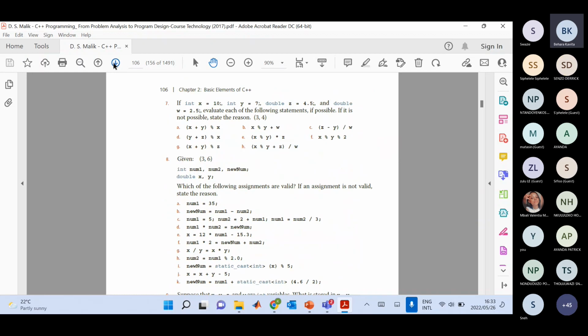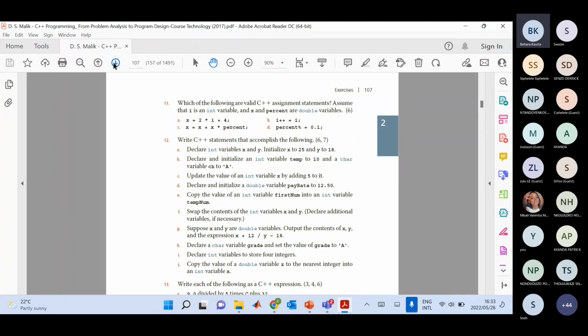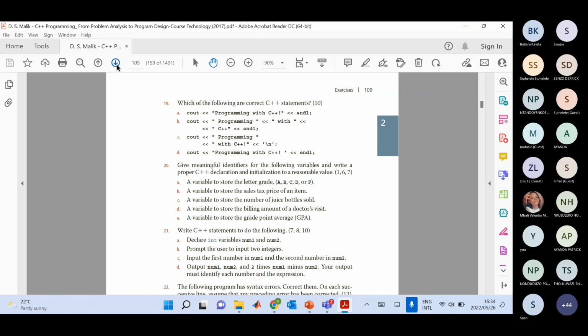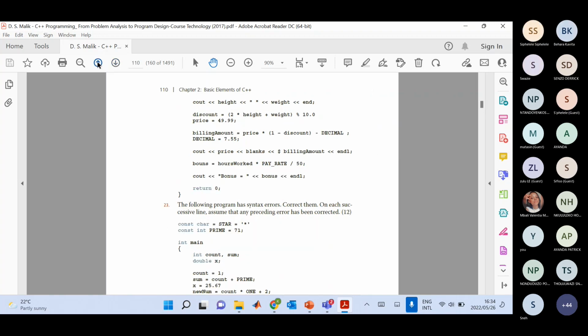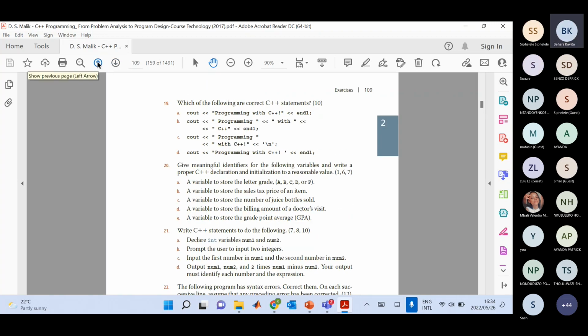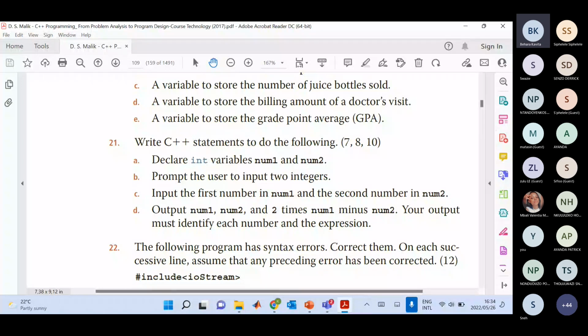Okay, let's do these exercises. I expect you to answer the questions, right? I'm not going to give you the answer. Look at question number 21. Declare int variables num1 and num2. What is the answer?